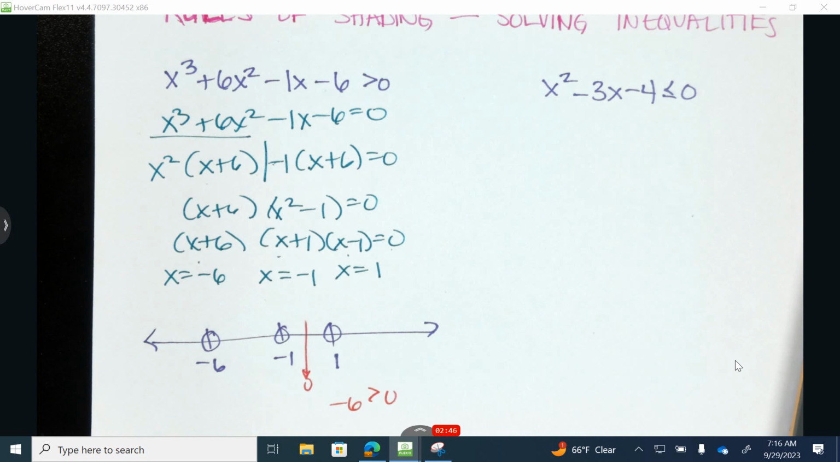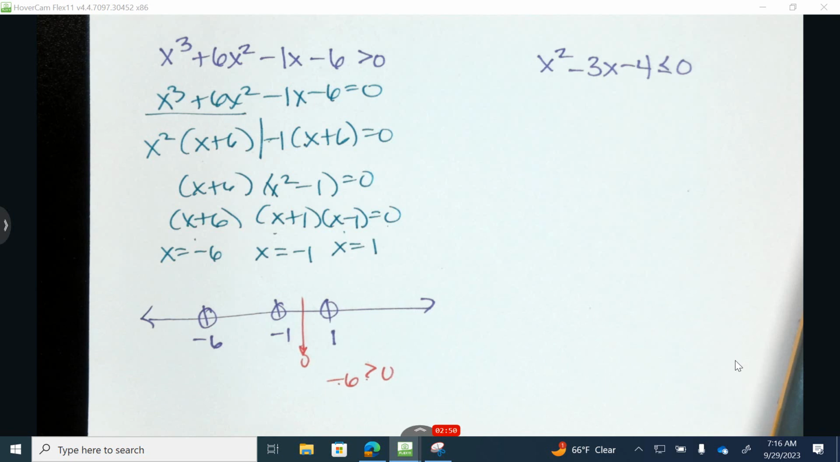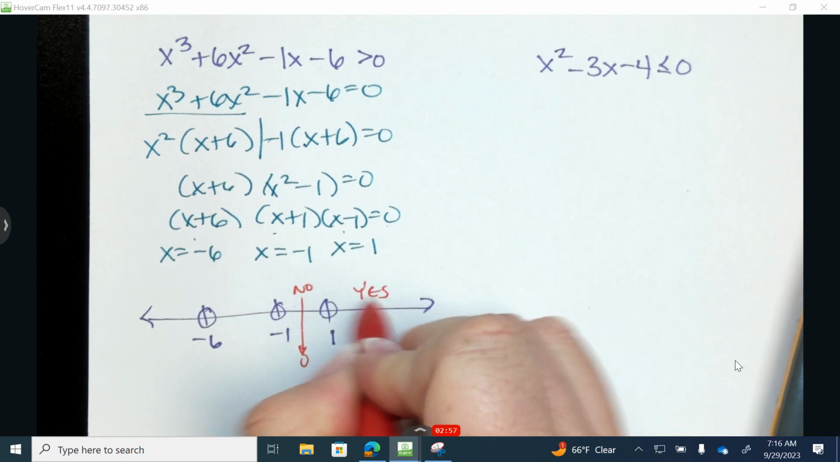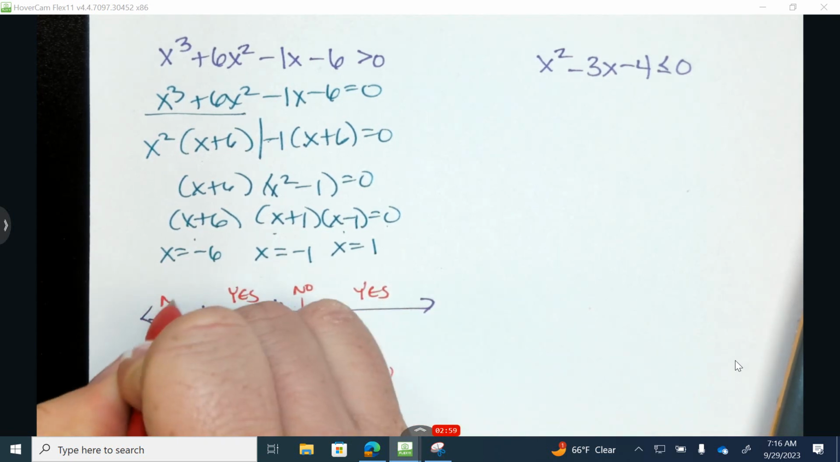Some of you think of it as like a Pac-Man or alligator mouth. Is the alligator mouth eating the larger number? No. So this is a no statement. Anything in this region would be a no. I'm not going to shade it. And then it alternates. This is yes, yes, and no.